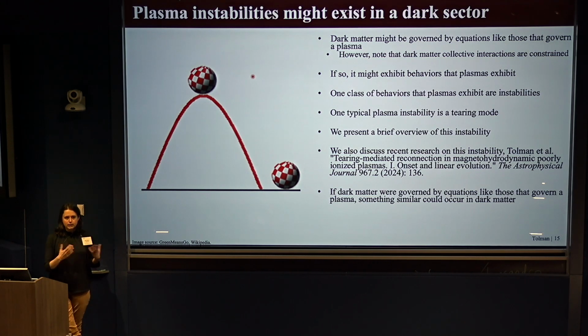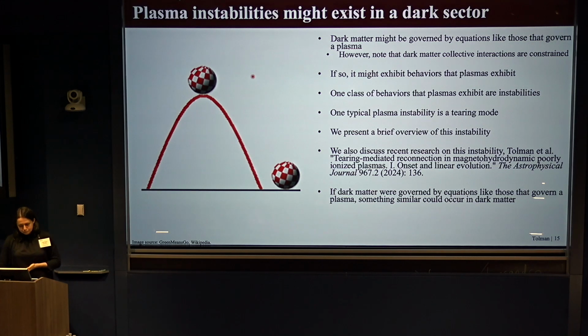Likewise, many plasmas are in unstable configurations. If you gave them a little tap, they would rapidly develop a special type of wave or other sort of structure in the plasma. And there are many, many different types of plasma instabilities. One very typical plasma instability is a tearing mode. In this talk, we'll present a brief overview of this instability, and we'll discuss a little bit of the state-of-the-art research that is being conducted on this instability. And as we do this, we should bear in mind that if dark matter were governed by equations like those that govern a plasma, something similar could occur in dark matter.